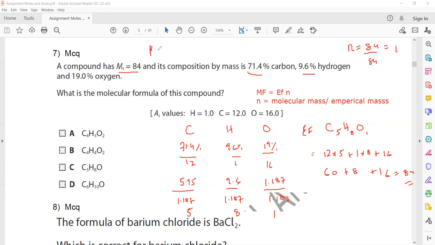So molecular formula is equals to empirical formula times N, and empirical formula is C5H8O, and that times 1. So we'll get the same as empirical formula, and molecular formula will be same. So it will be C5H8O. So it matches with option C. So C is the right answer for question 7.